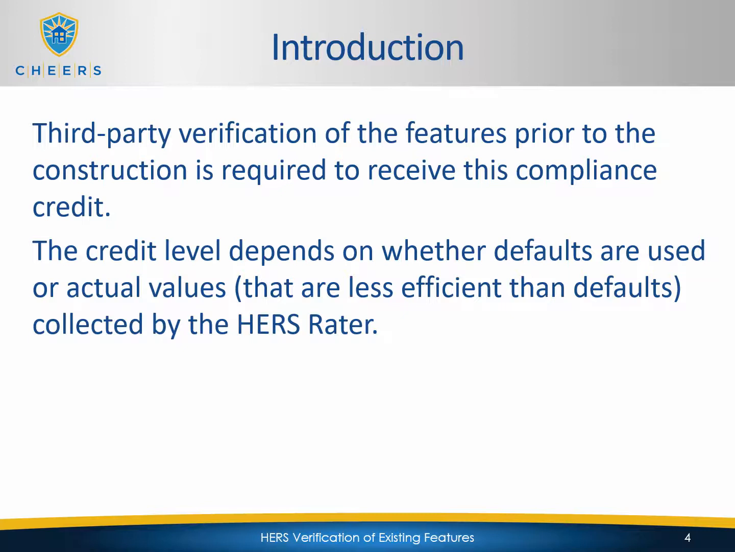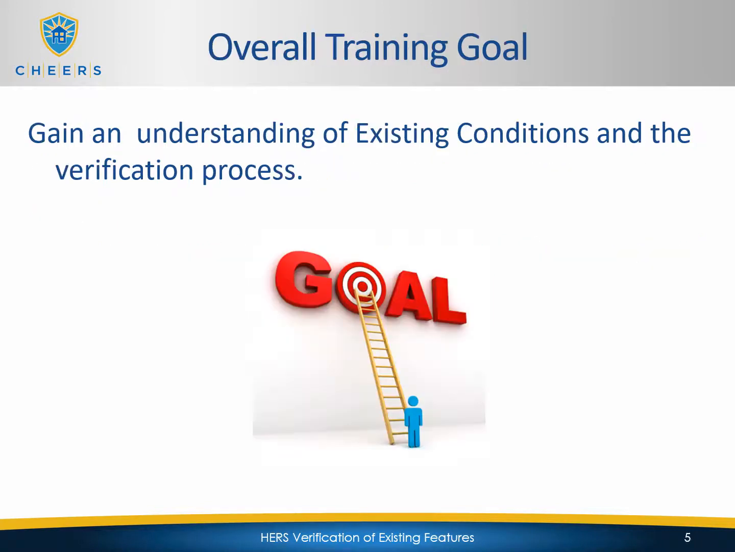So what we're going to do in this section is go through the process and cover those items that are allowed to be verified by the HERS rater. Not all items can be modeled as existing, so we're going to cover those items that can be modeled as existing, what you're going to look for, and what data you're going to collect as part of this existing features verification. Our overall training goal is to gain an understanding of what existing conditions are and the verification process.